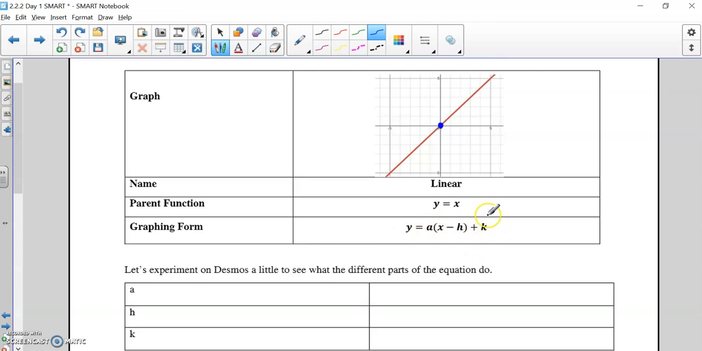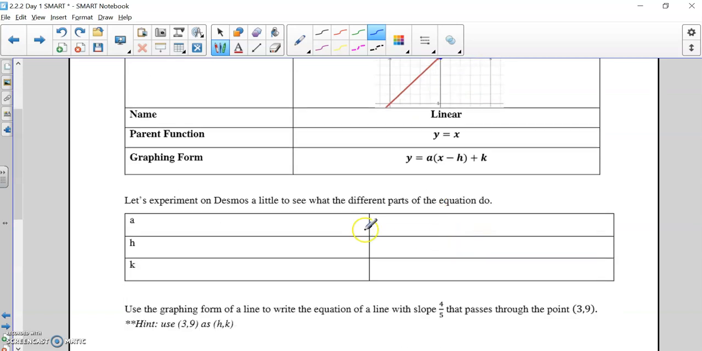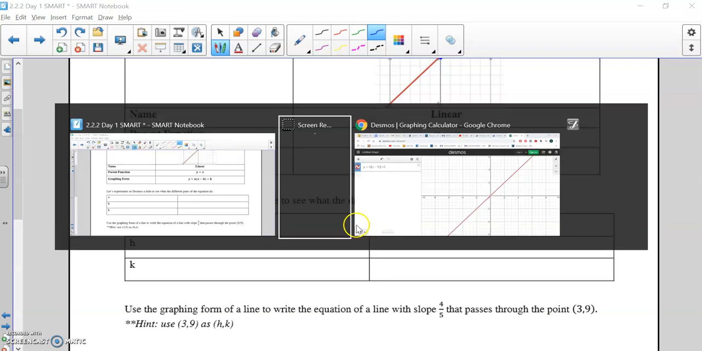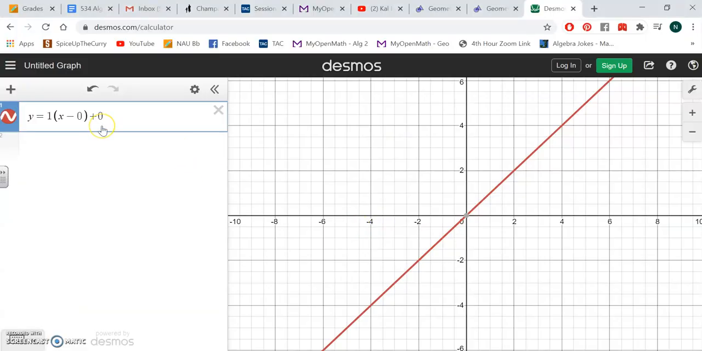It looks just like the other ones we've been working with. It's just that this one doesn't have an exponent next to the parentheses, or square roots, that kind of thing. So let's look at what all those pieces do, because it's slightly different from what we've been used to in some ways. If we look at this a value, let's go to Desmos and experiment.